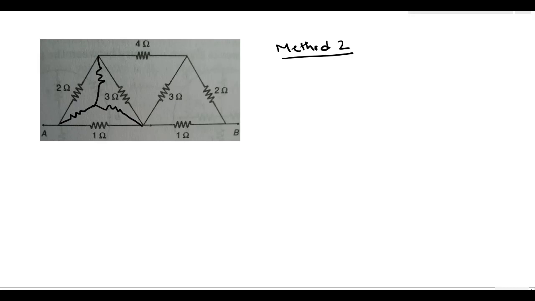So this A, O, B, we will replace these three resistances by these three. Say this is R1, this is R2, and this is R3. So what will be the values of this R1, R2 and R3? Here R1 will be equal to the multiplication of these two, 2 into 1, that is 2, divided by 2 plus 1 plus 3, that is 6. So this is equal to 1 by 3 ohm. So R1 is 1 by 3 ohm.